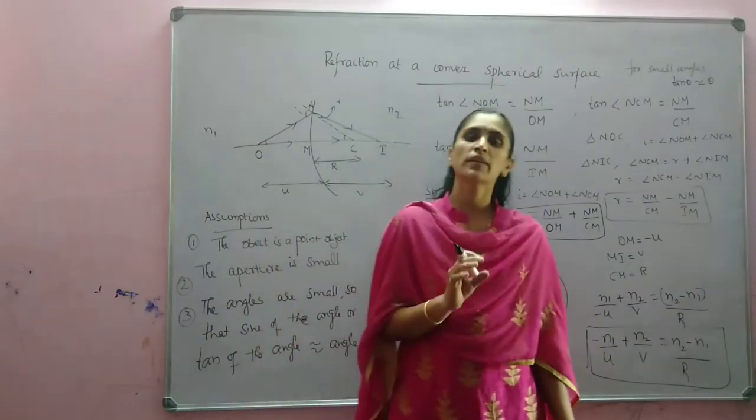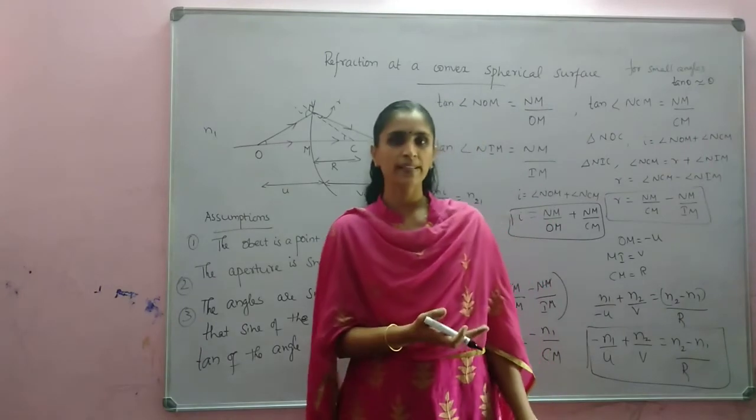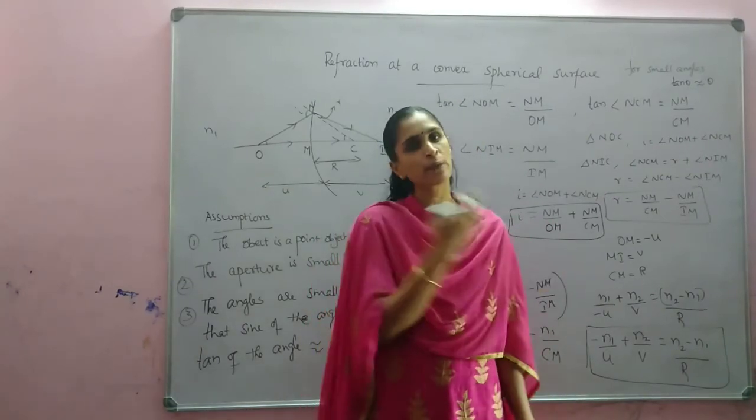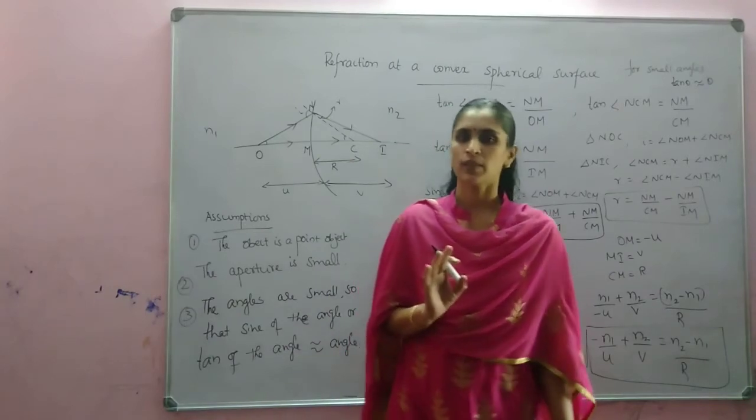And when you are solving problems, what you have to do? Whichever quantities are given, for them you have to apply Sign Convention, and unknown quantities sign you will get automatically. Okay, is it clear?